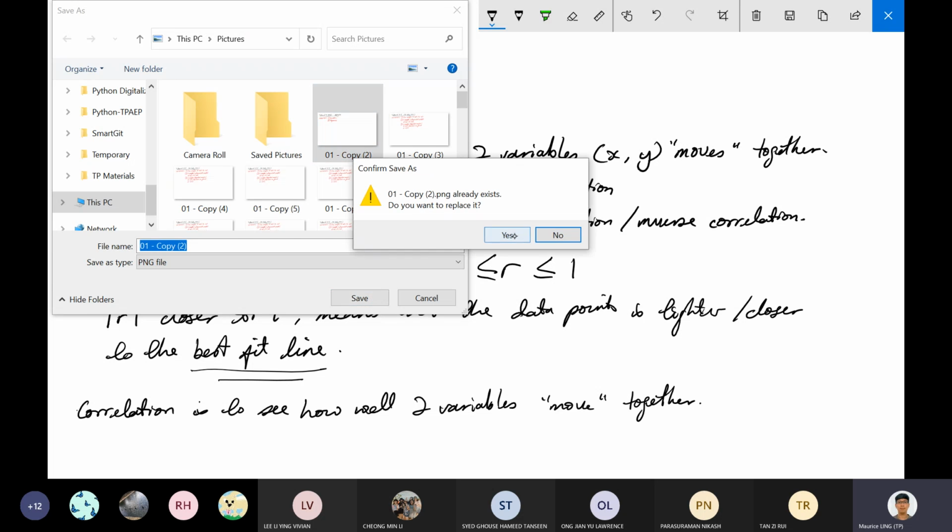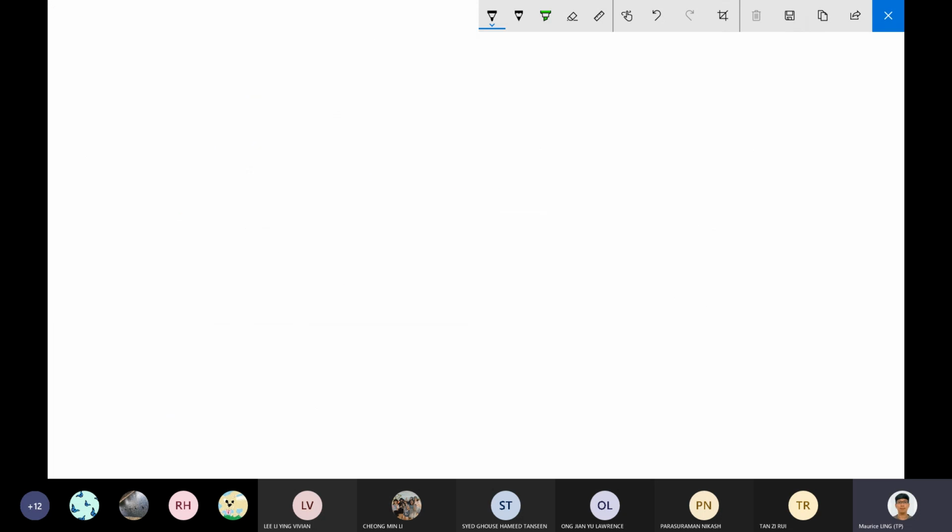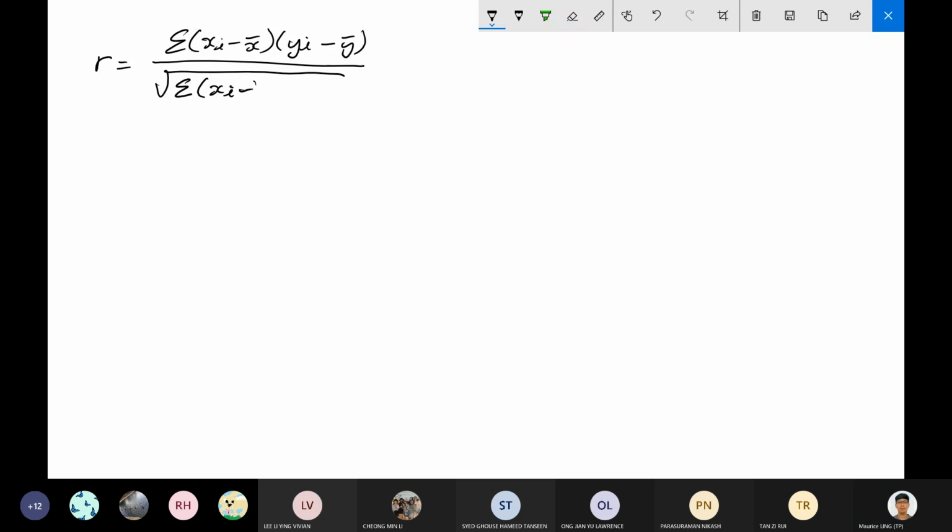Now, the equation for Pearson's correlation is a bit long, but it's something that you keep seeing. So this is the equation for Pearson's correlation.